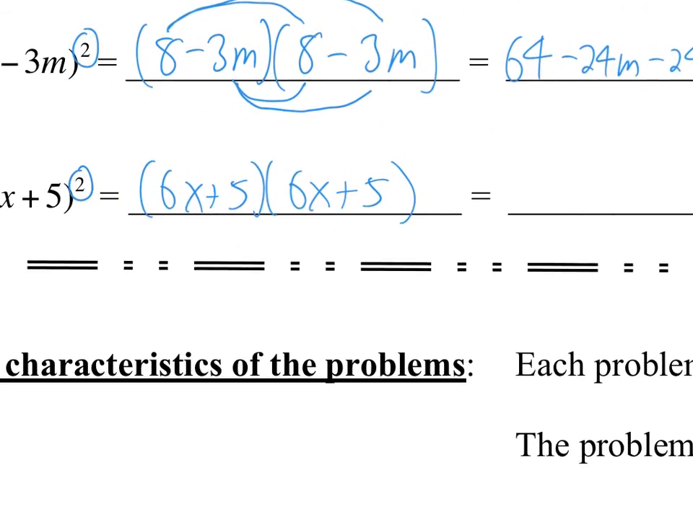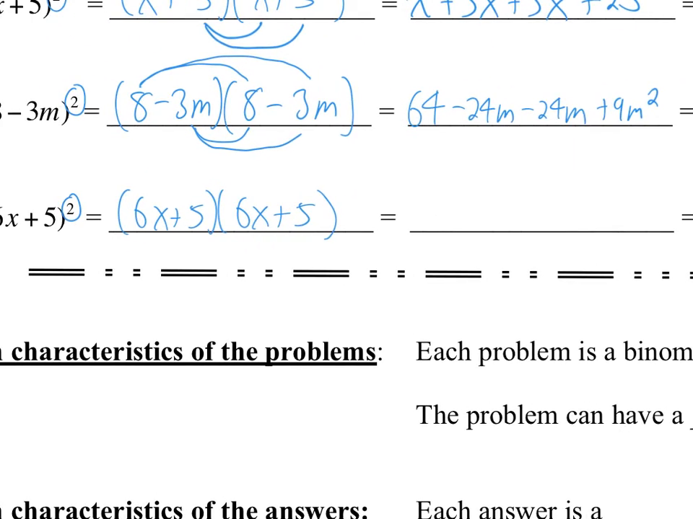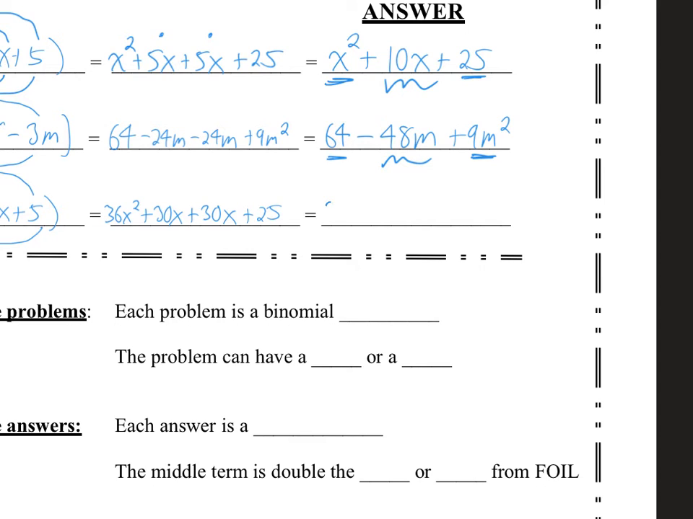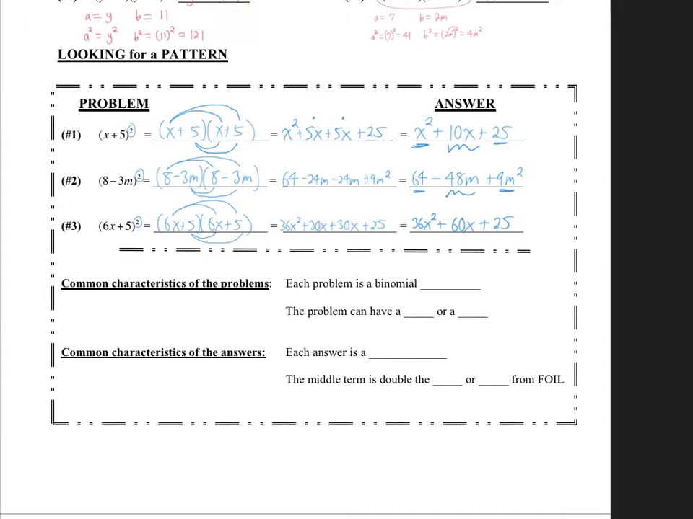Last one, here we go. 6x plus 5 times 6x plus 5. So 6x times 6x is 36x squared. 6x times 5 is 30x. 5 times 6x is another 30x. 5 times 5 is 25. All right, when we combine like terms, we're going to have 36x squared. 30 plus 30 is 60x. And plus 25. All right, so can you see the pattern here?